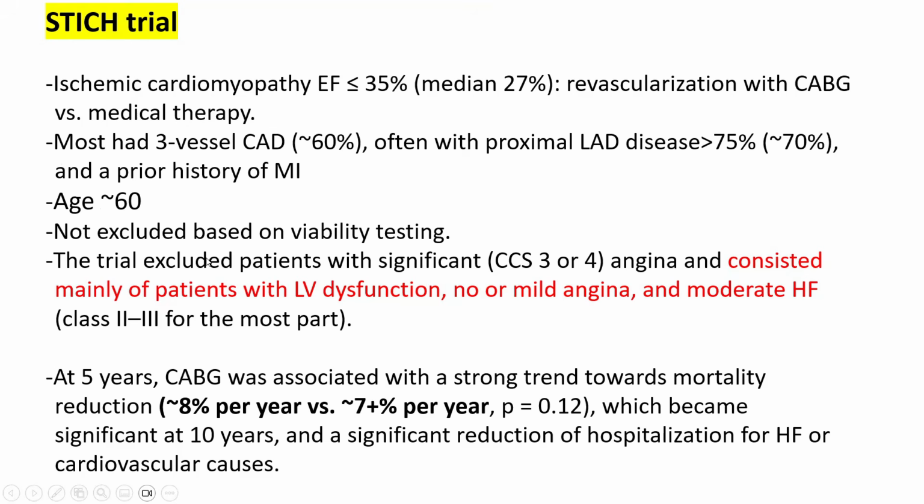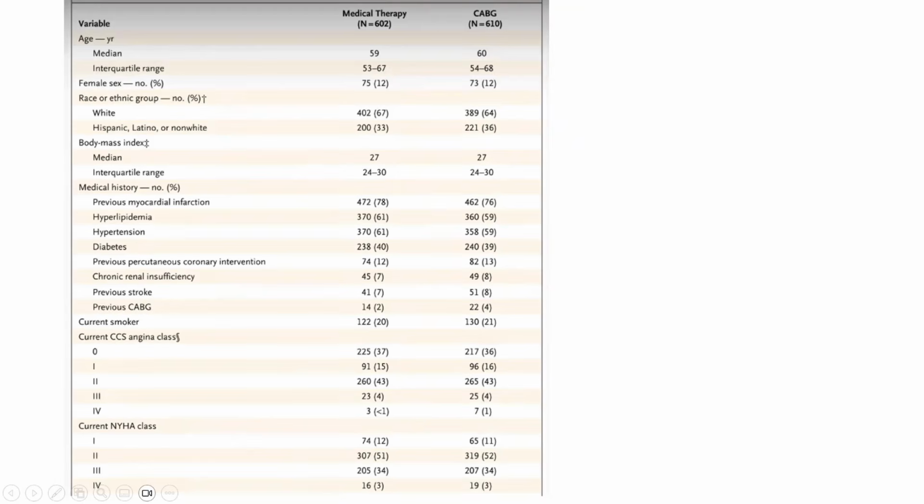The trial did exclude severe angina, and it consisted mainly of patients with severe LV dysfunction, moderate heart failure, class 2 to 3 for the most part, a very small proportion of class 4, and no or mild angina. And you see here 3% of patients had class 4 heart failure.